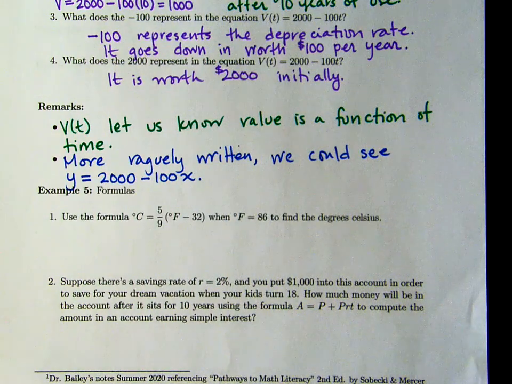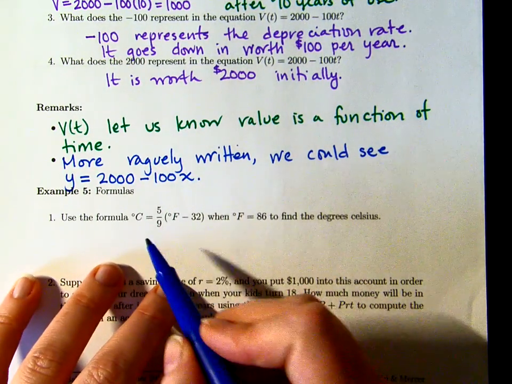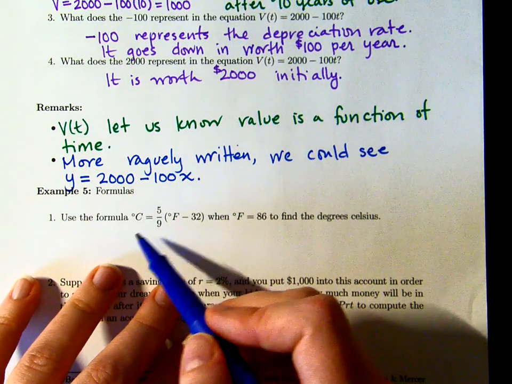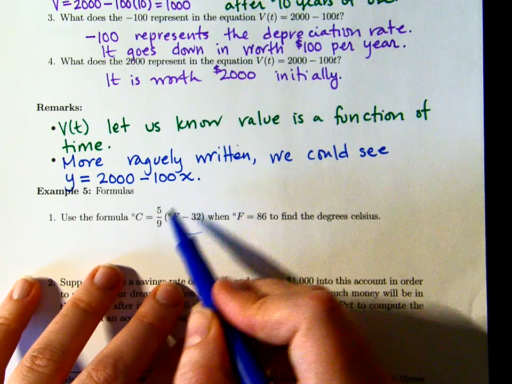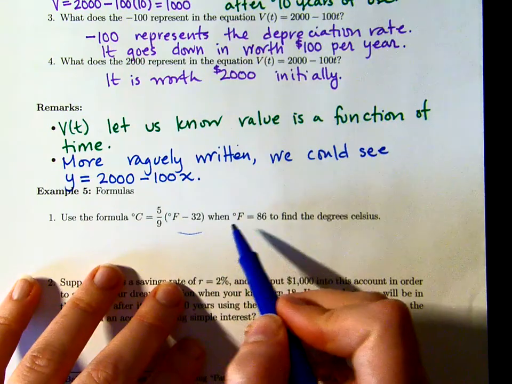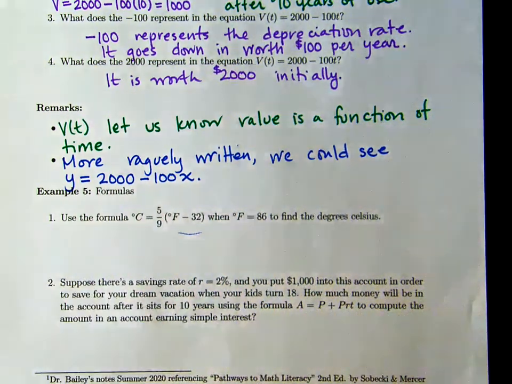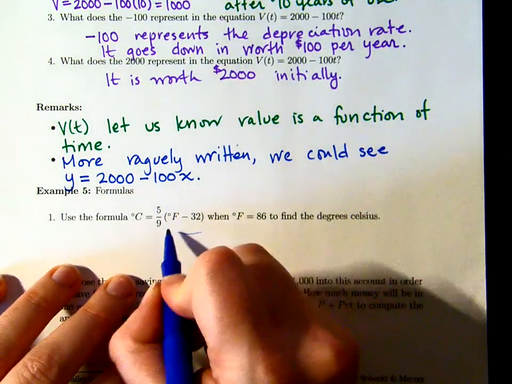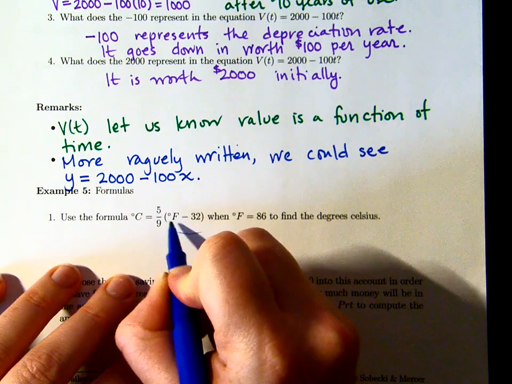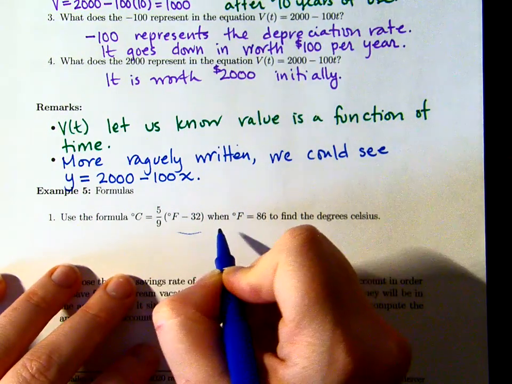In this last example, we're going to go ahead and use some formulas. Use the formula degrees Celsius equals 5/9 times the quantity degrees Fahrenheit minus 32 when it is 86 degrees Fahrenheit outside. So 86 degrees Fahrenheit, that means we can replace this degrees F with 86 and go ahead and compute.